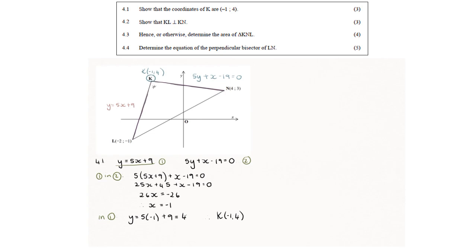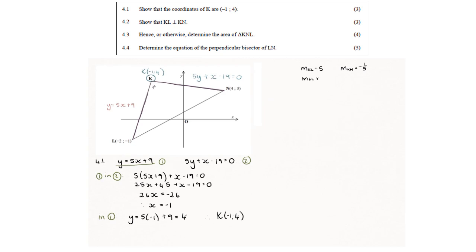In the next question, we have to show that KL is perpendicular to KN. Now remember, two lines will be perpendicular if the product of their gradients is equal to -1. KL is already written in standard form, y equals 5x plus 9. So from this, we can see that the gradient of KL is 5. The gradient of KN we get by rewriting 5y plus x minus 19 equals 0 into standard form, and then we get that the gradient of KN is -1 over 5.